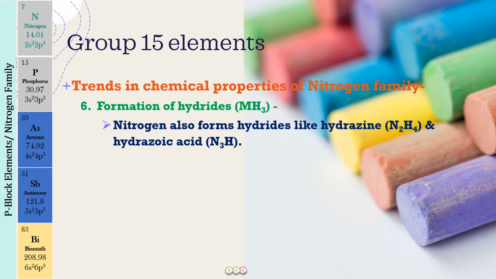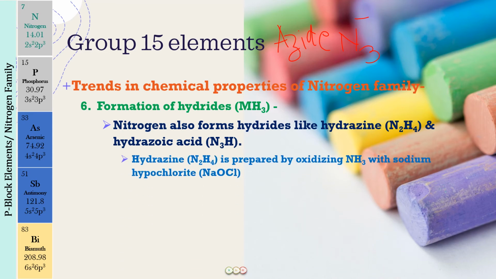One more important thing you can remember is that along with the MH3 type of hydrides, nitrogen can also form hydrides like hydrazine, which we discussed in the oxidation states also, N2H4, and it also forms hydrazoic acid, N3H, where we have the azide ion, that is N3 negative. So we have 3 nitrogen atoms with 1 negative charge. This is called the azide ion. And this hydrazoic acid is very important in organic chemistry reactions.